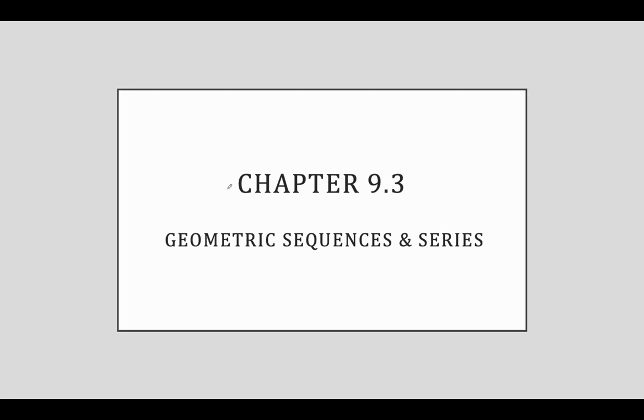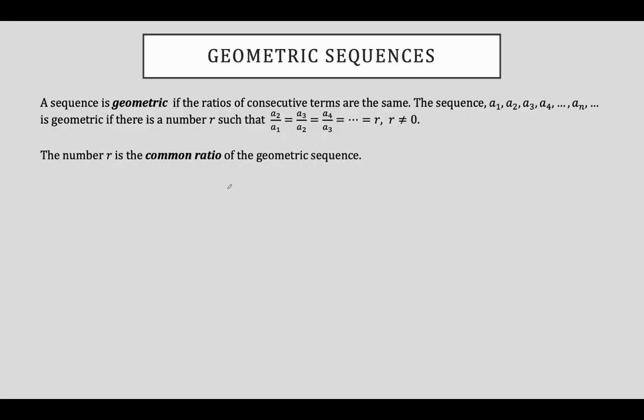Here in Chapter 9.3, we study another type of sequence and series, this one known as a geometric sequence and series. A sequence is geometric if the ratios of consecutive terms are the same.